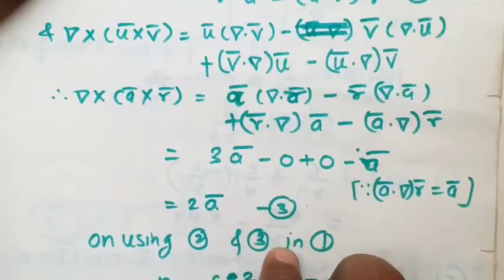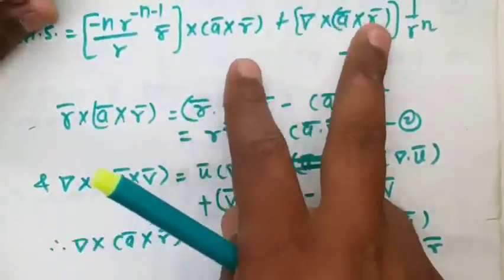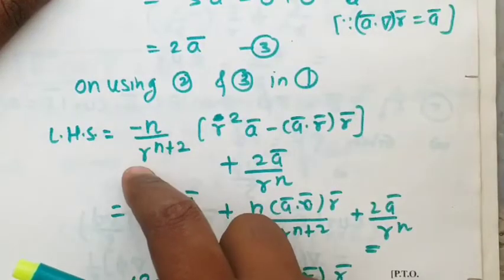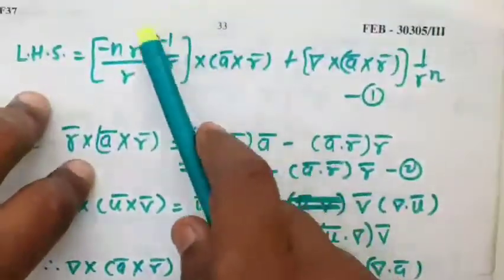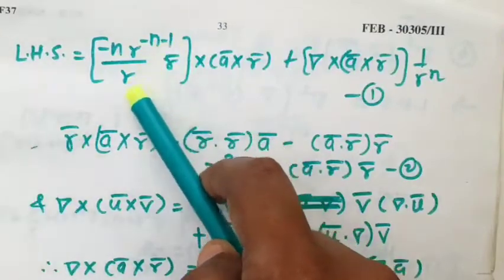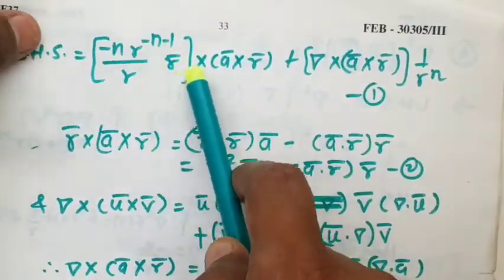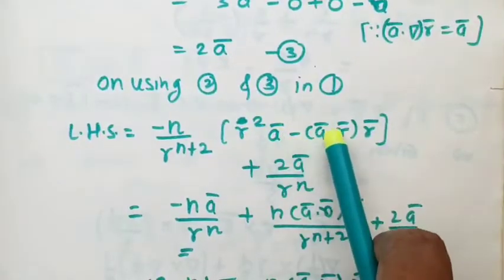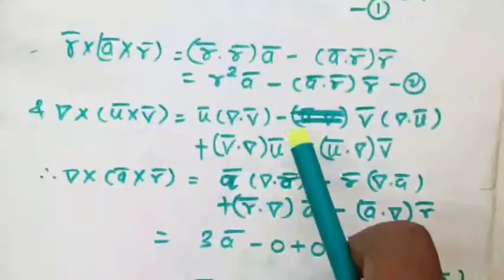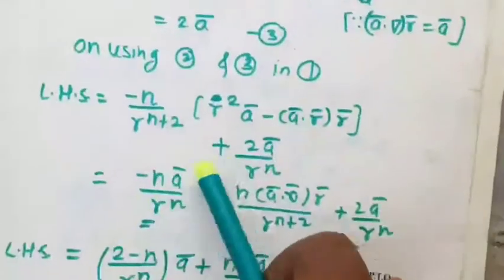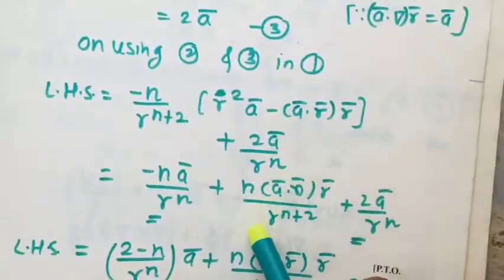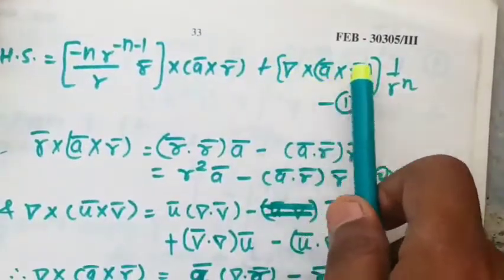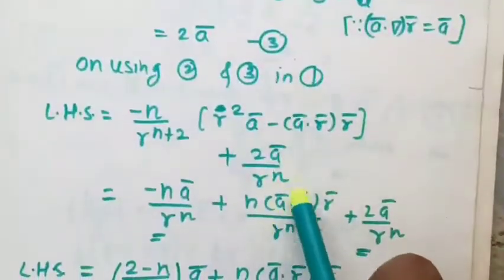Okay, now on using 2 and 3 in 1, after using these two values here, we'll get left hand side equal to minus n by r raised to n plus 2. Now this value I am going to replace: r bar cross a bar cross r bar is equal to r square a bar minus a bar dot r bar into r bar, that we have obtained here. Now plus the next term, the value of this product is 2a bar, into this, that is 2a bar by r raised to n.